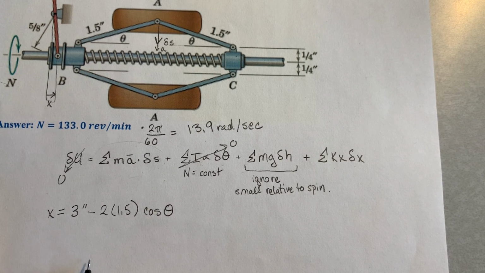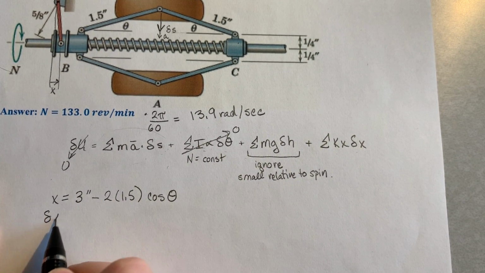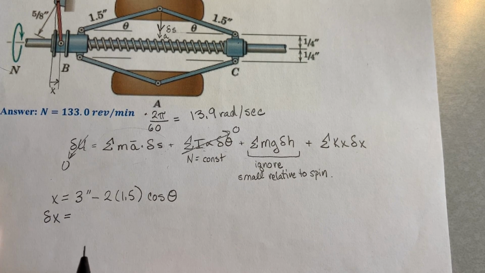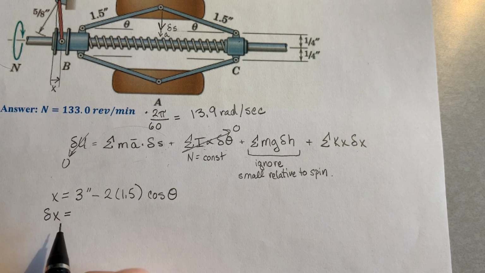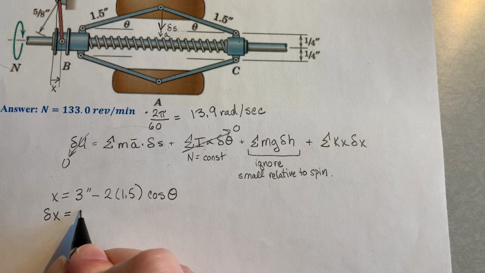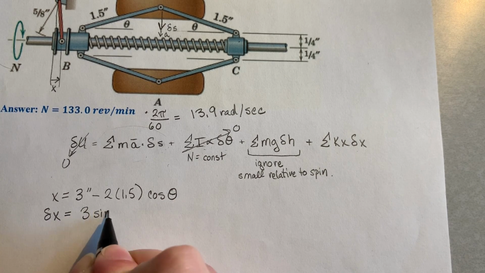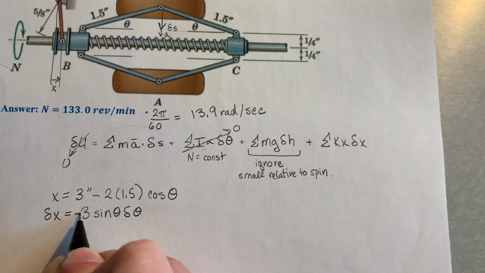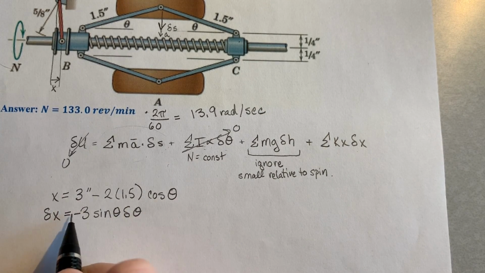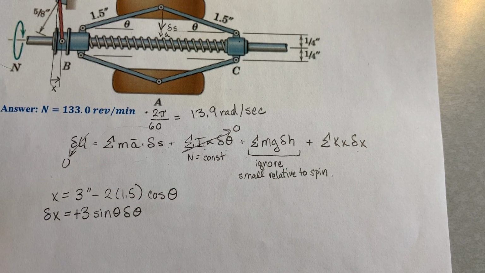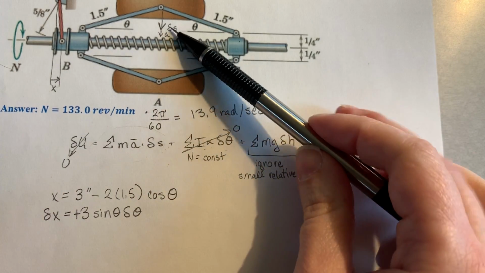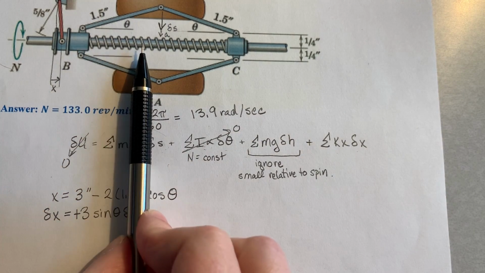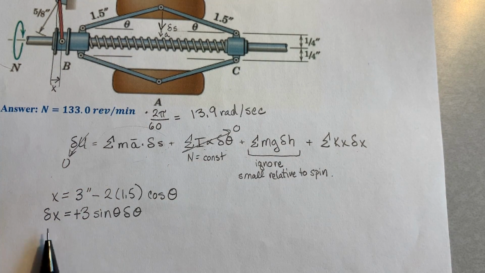All right, and so we can just take the variation of that. This is variational calculus, so we can say this is the variation of x equals 3 sine theta times the variation of theta. This would be a negative, but the derivative of cosine is negative, so this is going to be positive. That makes sense because if you increase theta, you're actually stretching the spring more, so it makes sense that there's a positive and a positive.